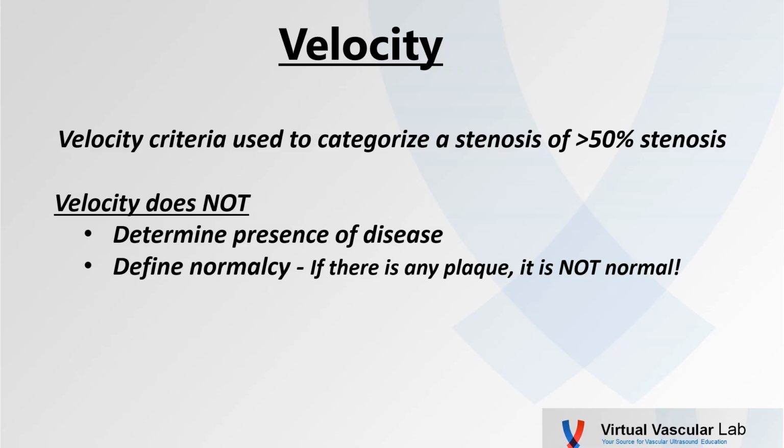So in summary, we can use velocity criteria to categorize a stenosis of greater than 50%. We know in lower extremity arteries, a 2-to-1 velocity increase through that stenosis has been validated to demonstrate a greater than 50% stenosis. 4-to-1 velocity ratio, greater than 75% stenosis. Velocity does not, however, determine the presence of disease. We do that with imaging. And velocity also does not define normalcy. If there's any plaque, it is not normal.